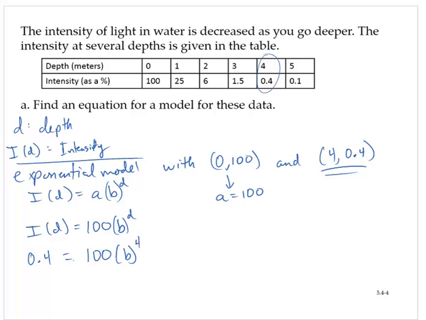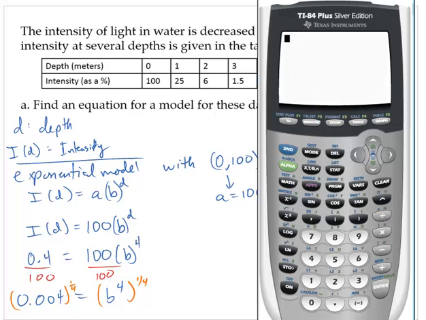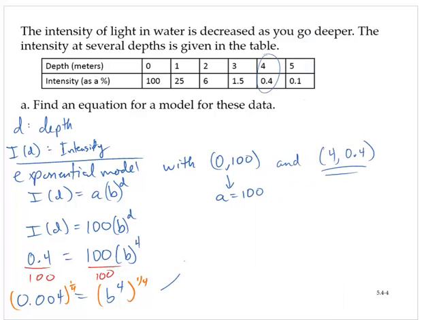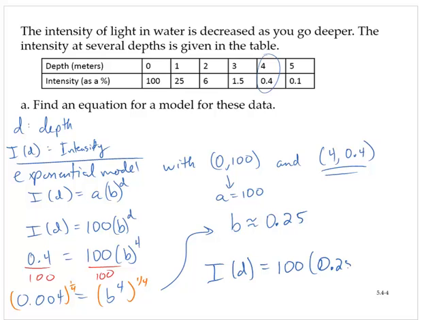Let's divide through by the 100. And so that would be 0.004 is equal to B to the 4th. And that's a power equation, so I'll raise both sides to the 1/4 power. And so 0.004 raised to the 1/4 power is approximately 0.25. So this tells me that B is approximately 0.25. So putting that together, I would have that I of D is equal to 100 times 0.25 to the D power.